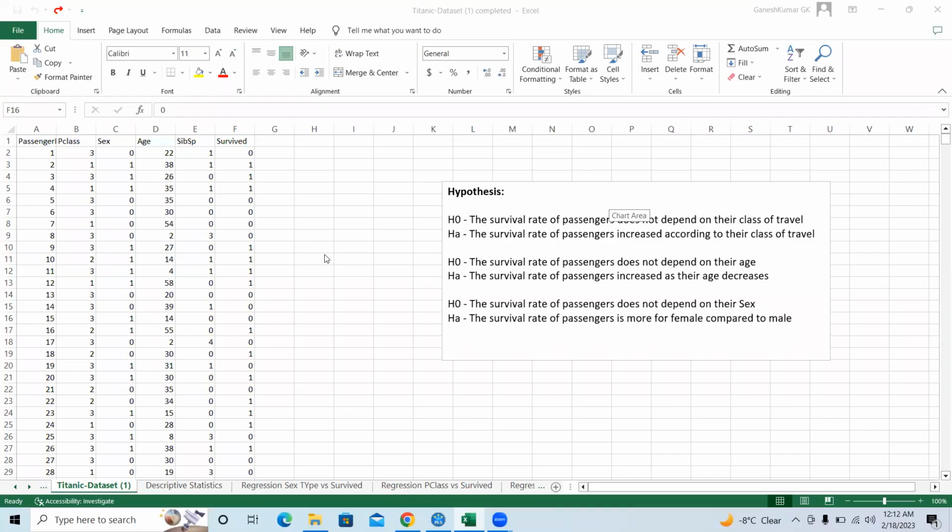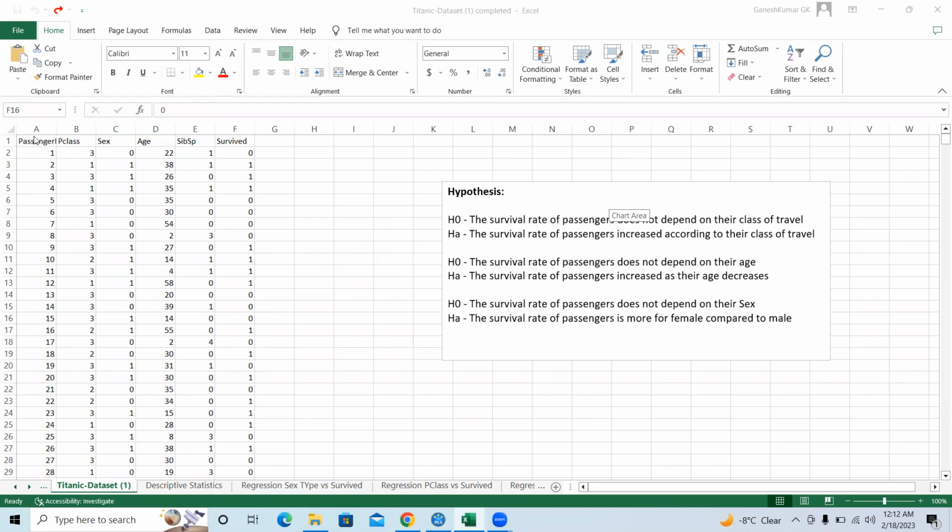Hello everyone, this is Ganesh, and as part of this week's assignment, I'm going to do an analysis on the Titanic dataset, which is one of the four datasets given by the professor. For this analysis, I'm going to propose three hypotheses, which I'll talk about in a few minutes. But before that, let's see what the variables in the dataset are.